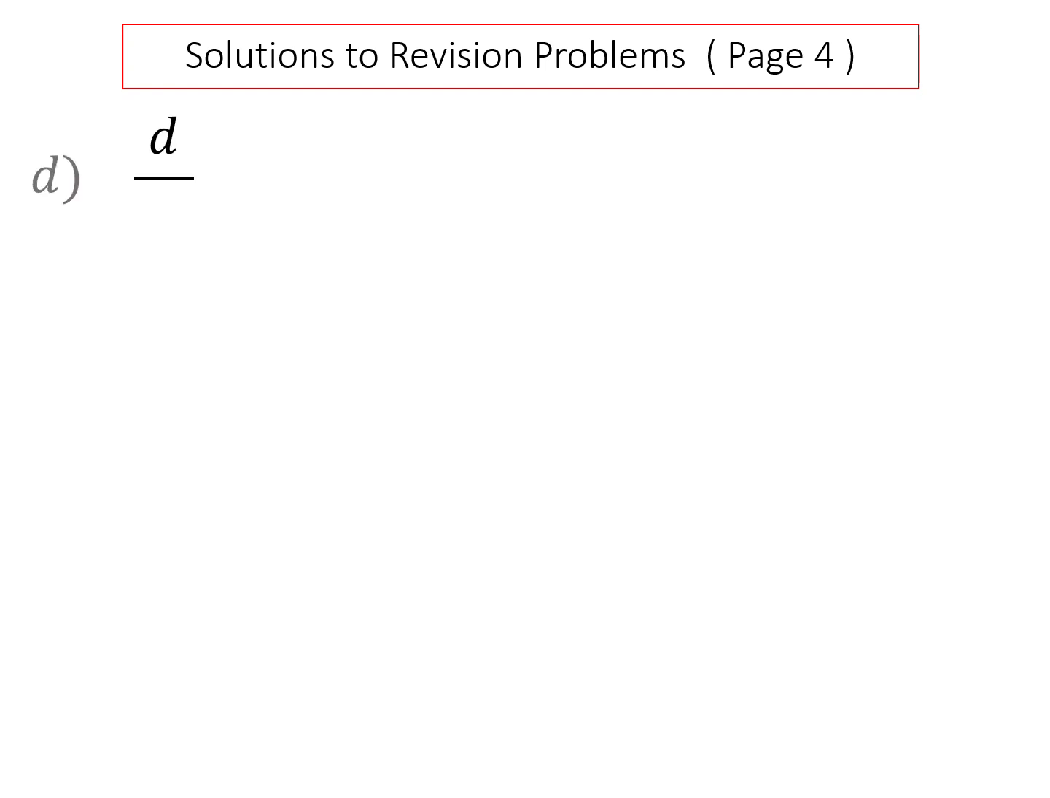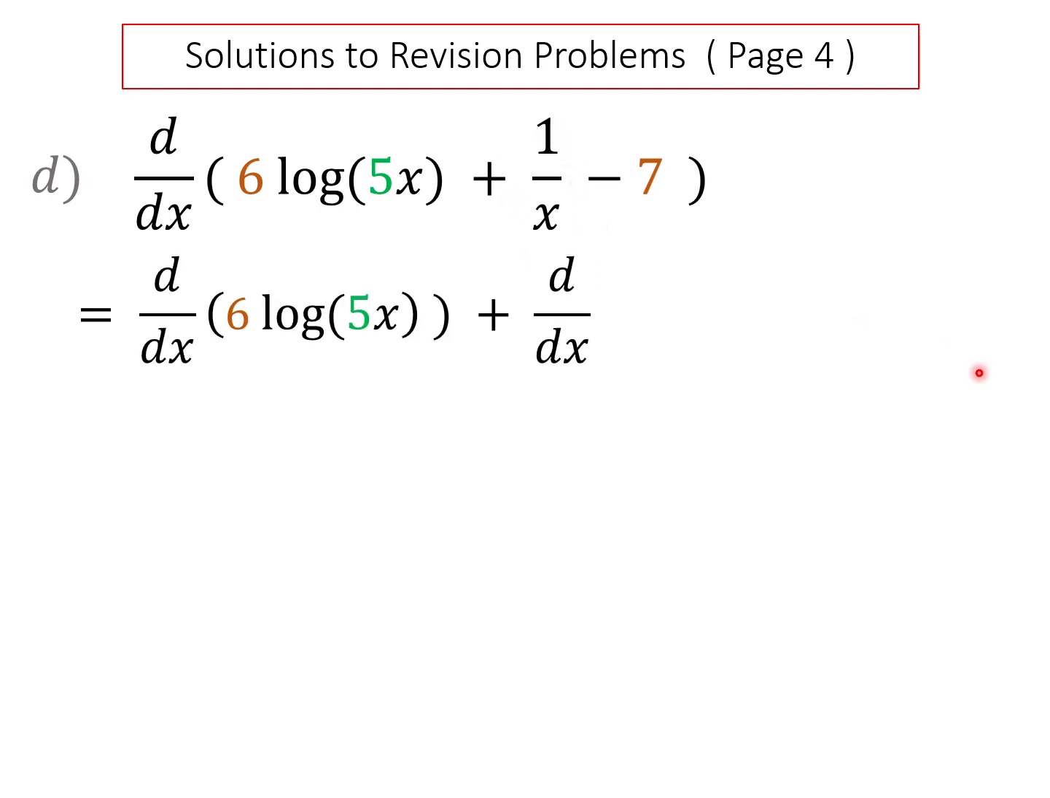Now the fourth sum and last sum of this video is 6 log 5x plus 1 by x minus 7. In this sum there is one new thing, 1 by x, which we'll discuss here. So first we are distributing d/dx in each term. Now here 1 by x becomes x to the power minus 1. This is called fraction form. This is called index form. When we change it into index form, then only we can apply the x to the power n formula.